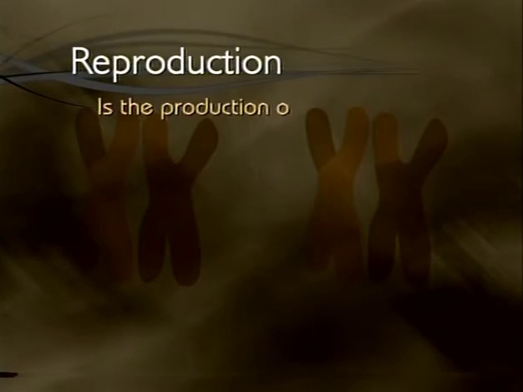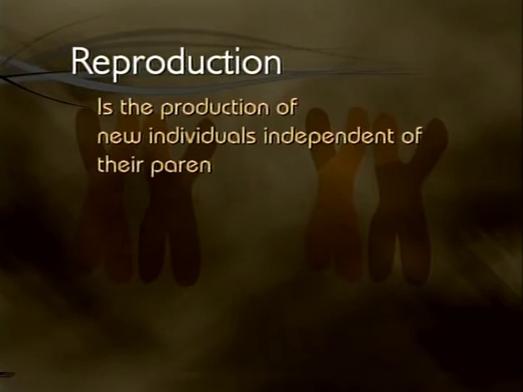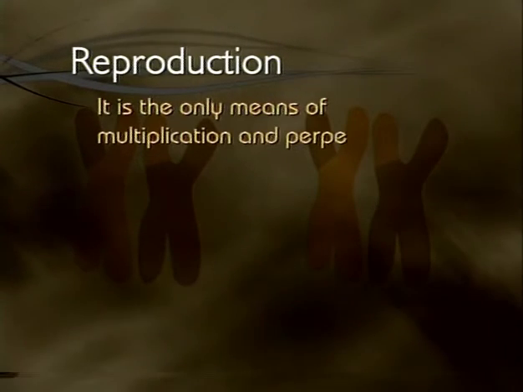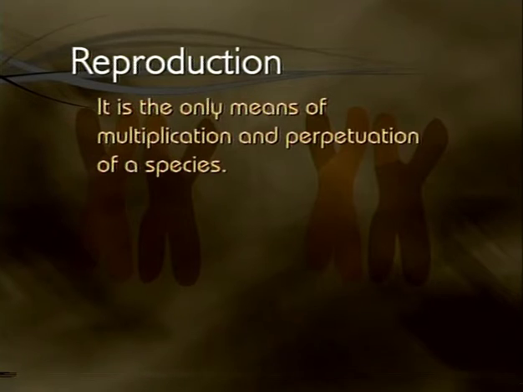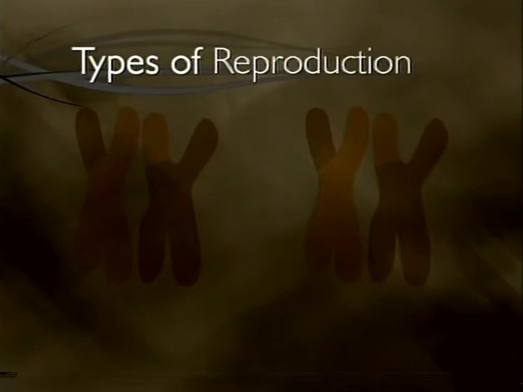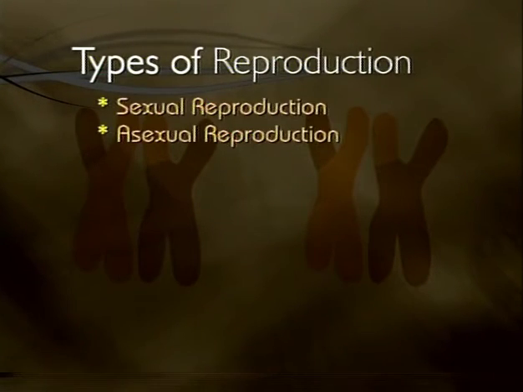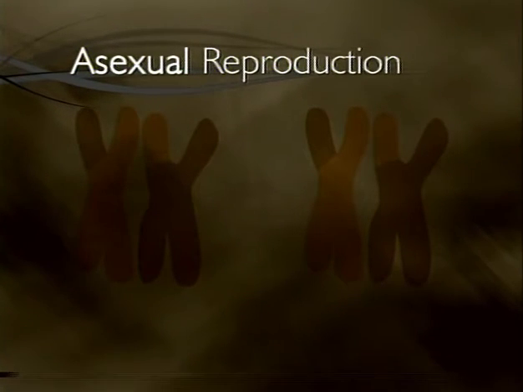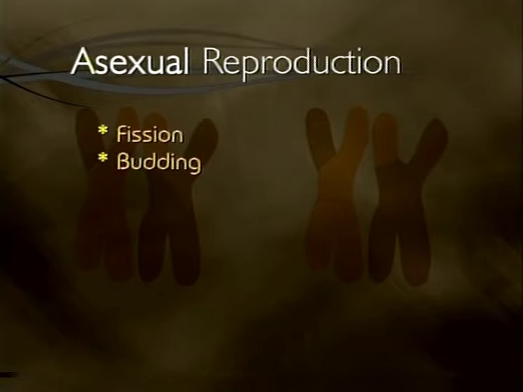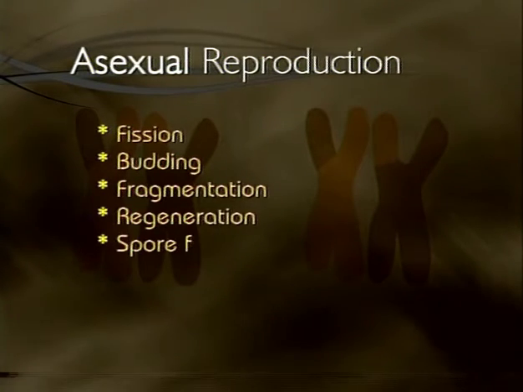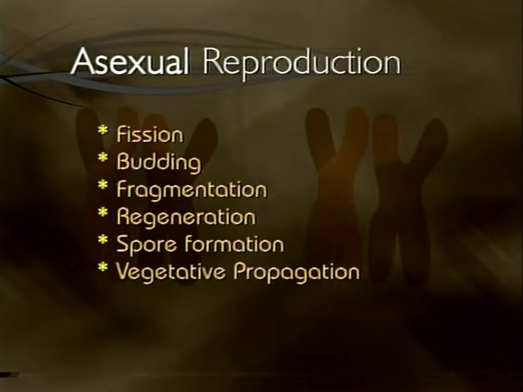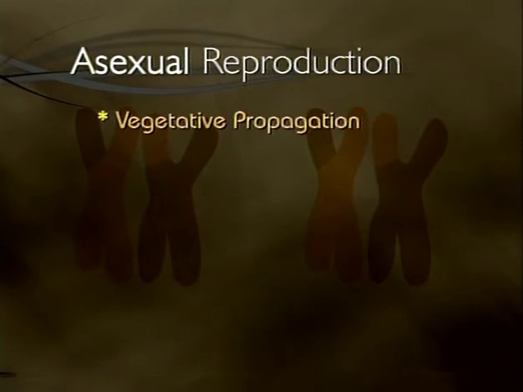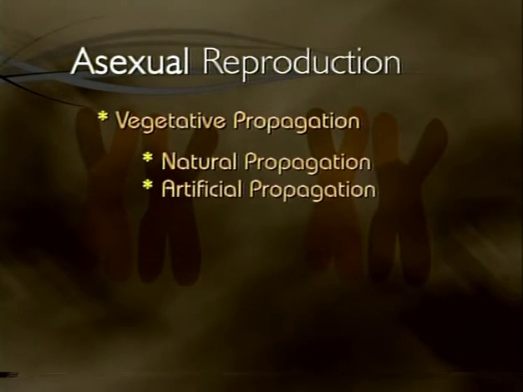Reproduction is the production of new individuals, independent of the parent body. It is the only means of multiplication and propagation or perpetuation of a species. It is basically of two types, sexual and asexual. Asexual mode of reproduction is further divided into 6 different types: fission, budding, fragmentation, regeneration, spore formation, and vegetative propagation. Vegetative propagation is further divided into 2 types, natural and artificial.